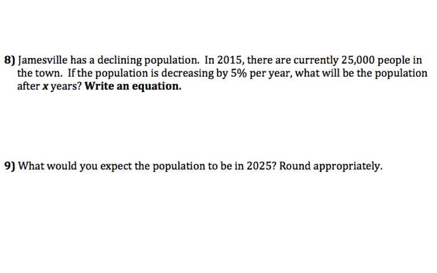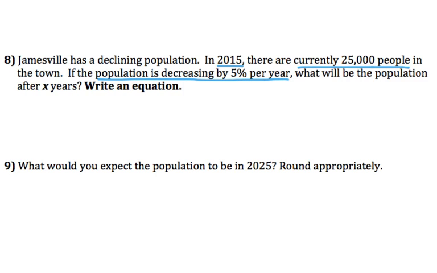Number 8. Jamesville has a declining population. In 2015, there are currently 25,000 people in the town. If the population is decreasing by 5% per year, what will be the population after X years? Write an equation. So again, we're going to find our important information. So a few things stand out. We're talking about in 2015, the current population is 25,000 people, and the population is decreasing by 5% per year.